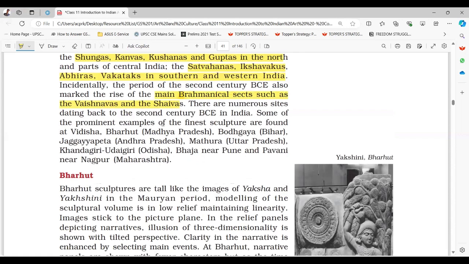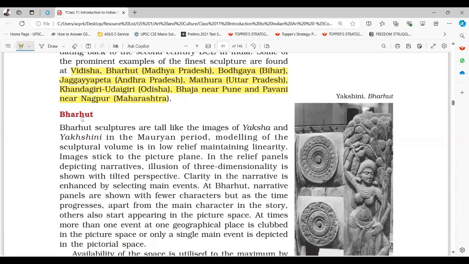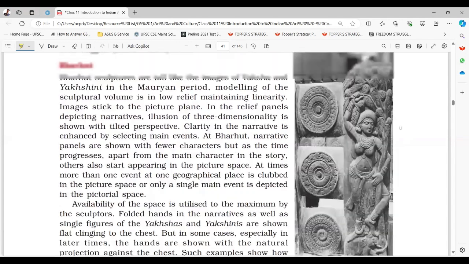Some of the prominent examples of the finest sculpture are found at Vidisha and Bharhut, Madhya Pradesh; Bodh Gaya, Bihar; Jaggayyapeta, Andhra Pradesh; Mathura, Uttar Pradesh; Khandagiri and Udayagiri, Odisha; Bhaja near Pune; and Pavni near Nagpur, Maharashtra. A Bharhut Yakshini is depicted here.